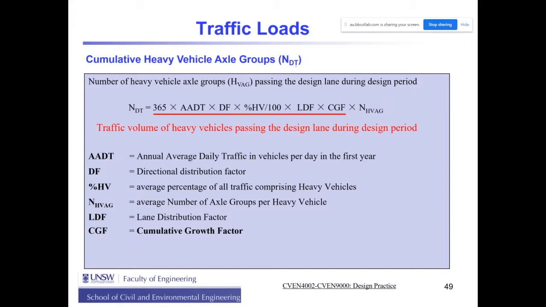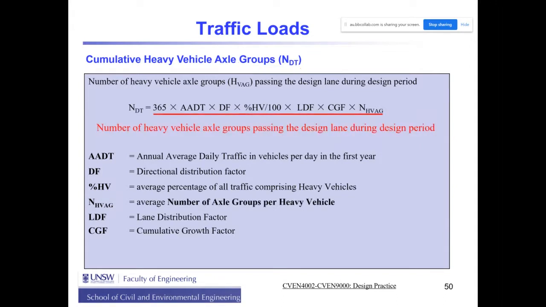But look at the definition of parameter NDT. It is the cumulative heavy vehicle axle groups, not the number of vehicles. The important thing is not the number of vehicles. We want to know how many axle groups are passing the road. So eventually we need to multiply that by the number of axle groups per heavy vehicle, and we reach that definition that I showed you before. NDT is the number of heavy vehicle axle groups passing the design lane during the design period.